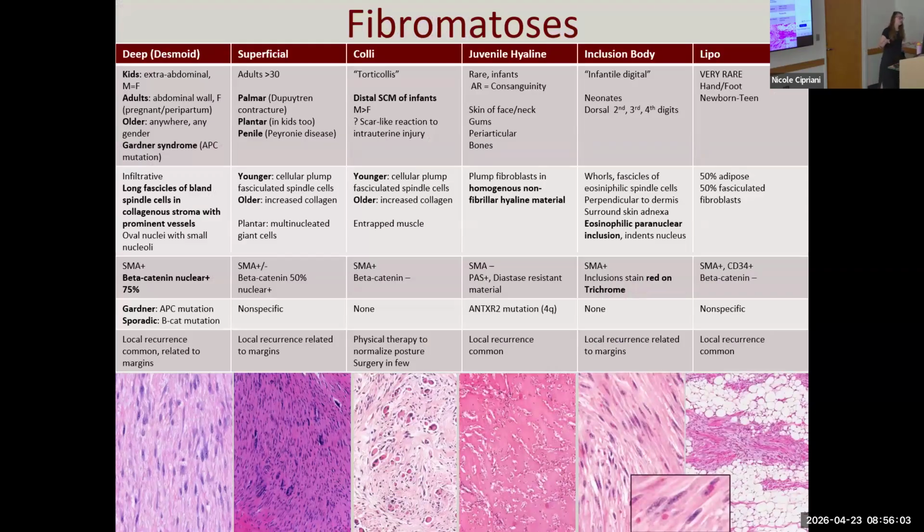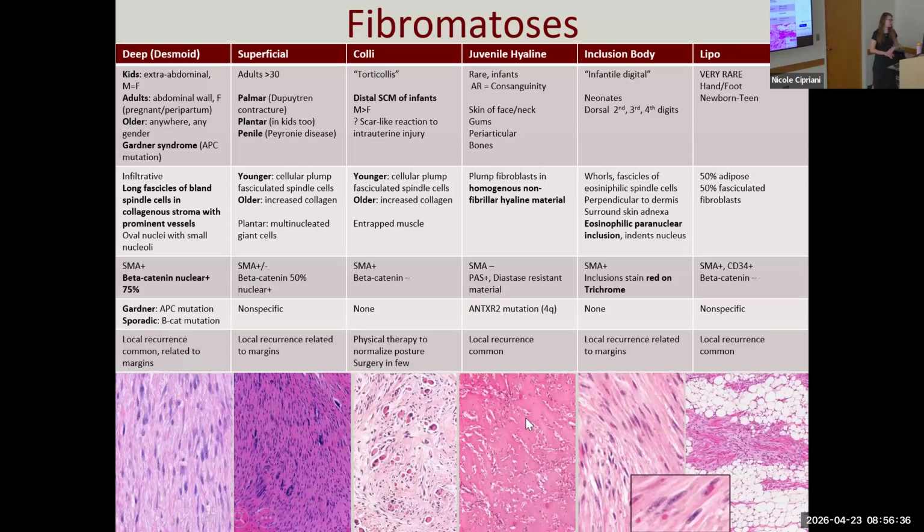When you're thinking about the fibromatoses, right, just like the fibromas, they all have a subtype. So you're not just going to call something a fibromatosis. It's either going to be deep, desmoid. It's going to be superficial, like the palmar and the plantar, like in Dupuytren's contracture. Remember that the plantar fibromatoses can have these giant cells in them because they are sort of aggravated by walking, and not as frequently related to beta-catenin mutations. Fibromatosis coli or torticollis, usually you don't see this. These patients are treated with physical therapy.